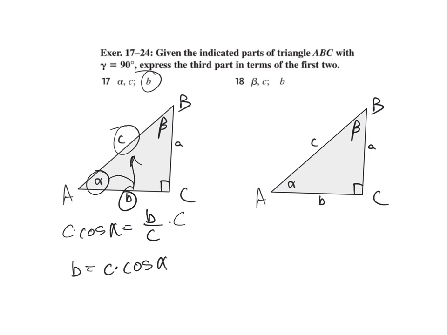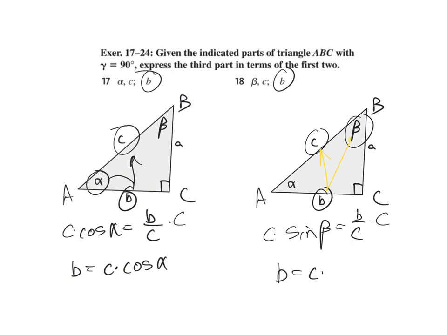So we look at 18, we're solving for B. Now what pieces do we have? We want beta and the hypotenuse. So what are all of those? That's the opposite leg to beta and the hypotenuse. That'd be the sine. So the sine of beta is equal to the opposite leg over the hypotenuse multiplied by C. So B is equal to C times the sine of beta.